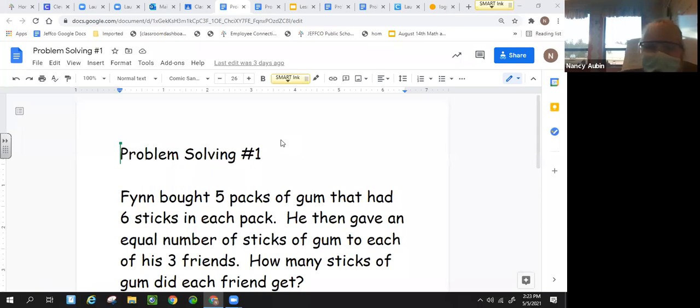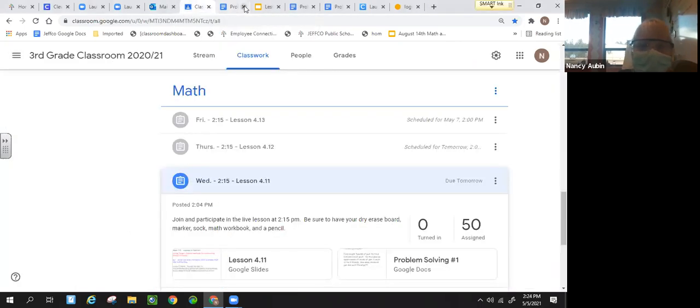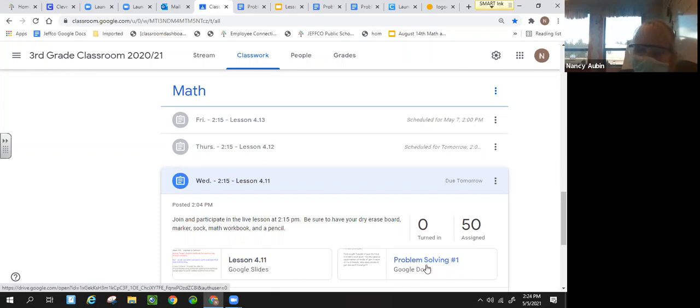So my second graders, you need to do this problem solving number one. It's a Google Doc. It's on the assignment for today. And then you need to click turn in. I will show it again. It's right here under math, under Wednesday, lesson 4.11. And it's attached, problem solving number one, the Google Doc. You are going to solve it, write your answer, and turn it in for a grade. It's an entrance ticket today instead of your exit ticket.